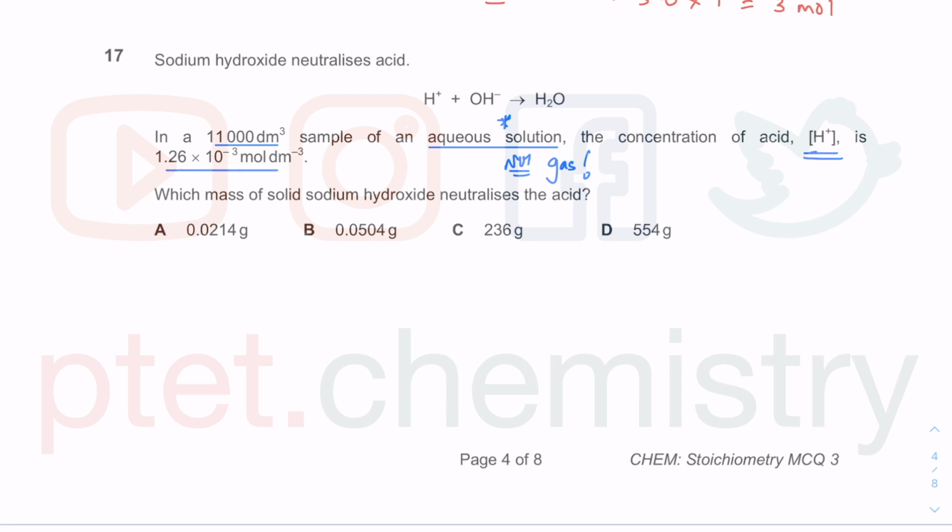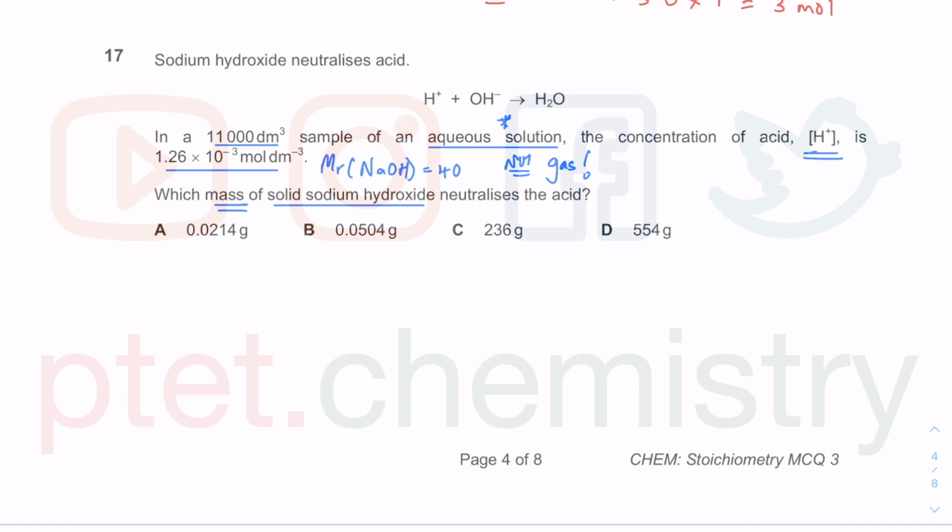What is the mass of solid sodium hydroxide? So NaOH. What is the Mr of NaOH? So there's 23 plus 16 plus 1. So there's 40 gram per mole.